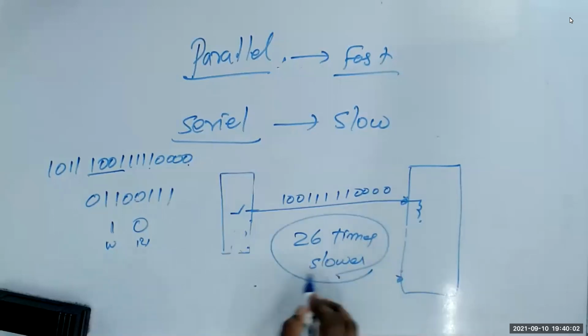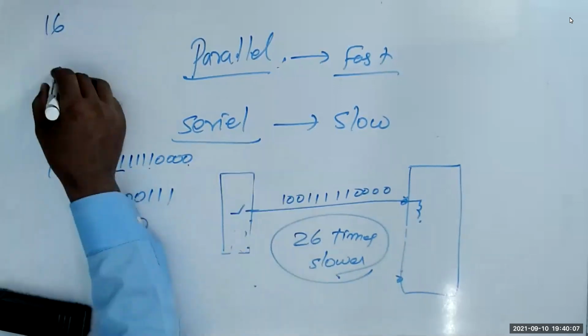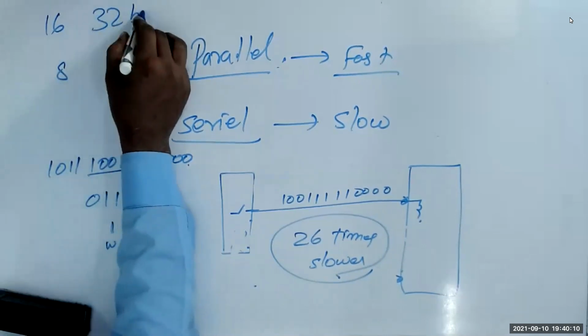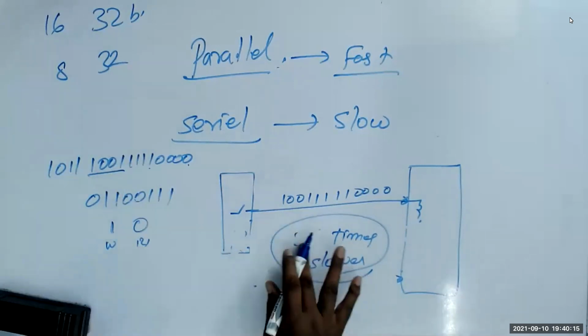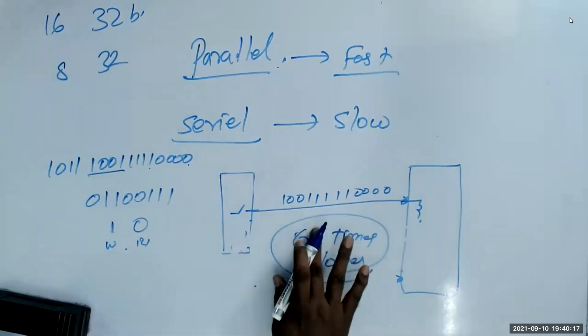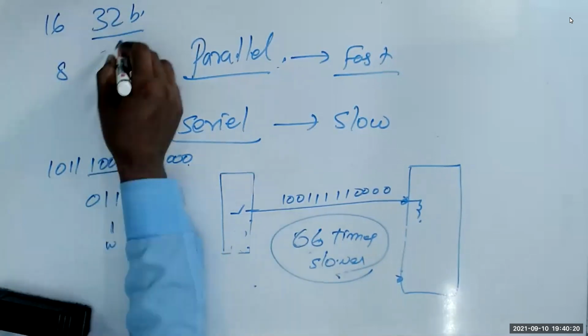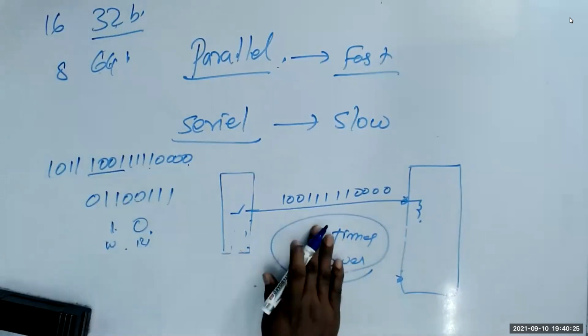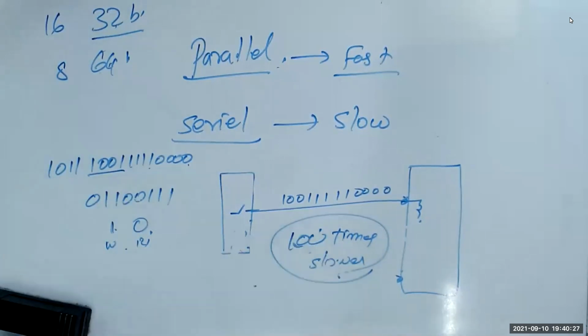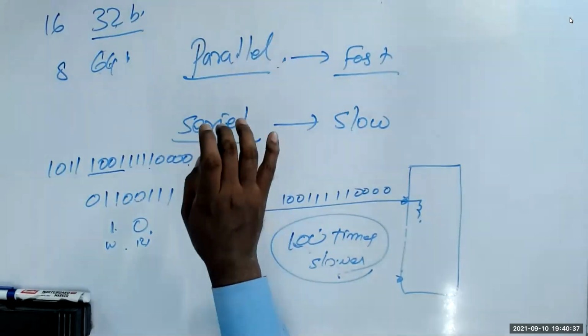slower. That is only for a 16-bit address and 8-bit data. If you think of a 32-bit address and 32-bit data, how many times slower? 64 times. Plus read and write becomes 66 times. If you take a 32-bit address and 64-bit data, 96 plus 2, 98. This will be roughly 100 times slower. Your serial will be very, very slow compared to your parallel.